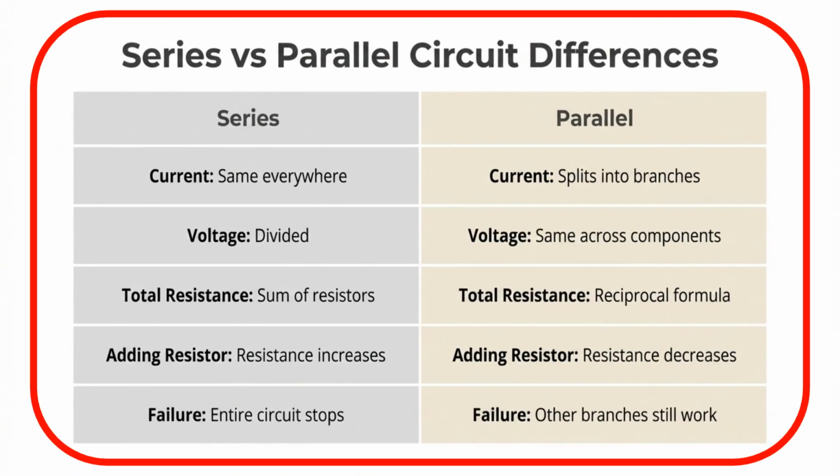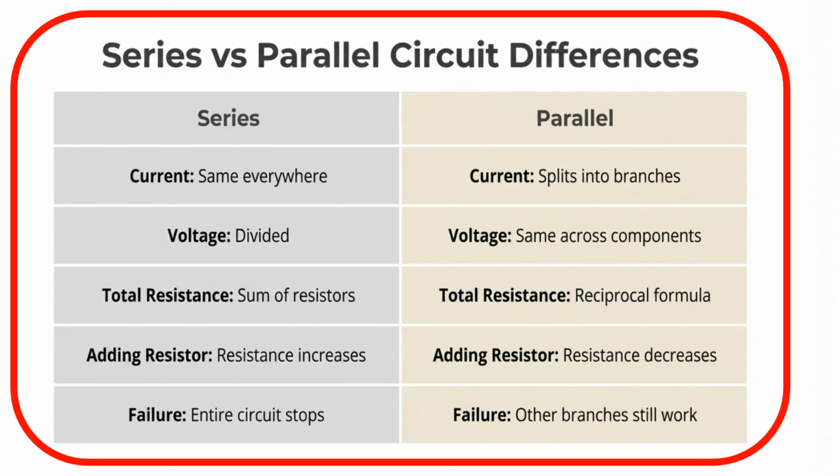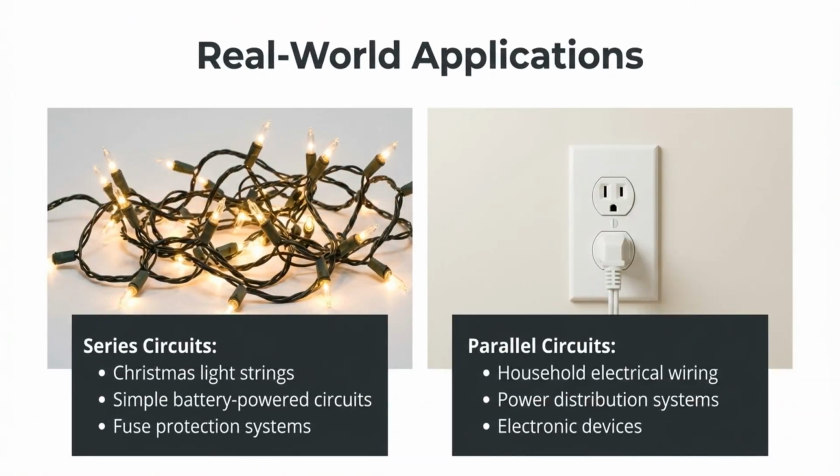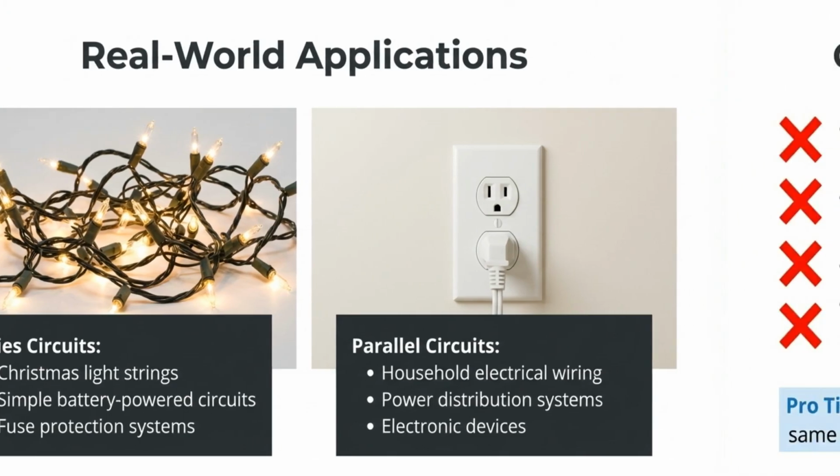Series circuits have the same current everywhere, voltage is divided, and resistance is the sum of resistors. Parallel circuits split current into branches, have the same voltage, and use the reciprocal formula for resistance. Series circuits are found in simple battery-powered circuits and Christmas light strings. Parallel circuits are used in household electrical wiring and power distribution systems.